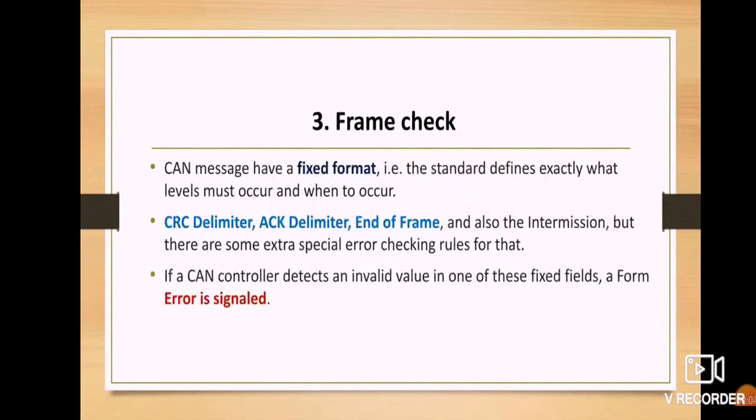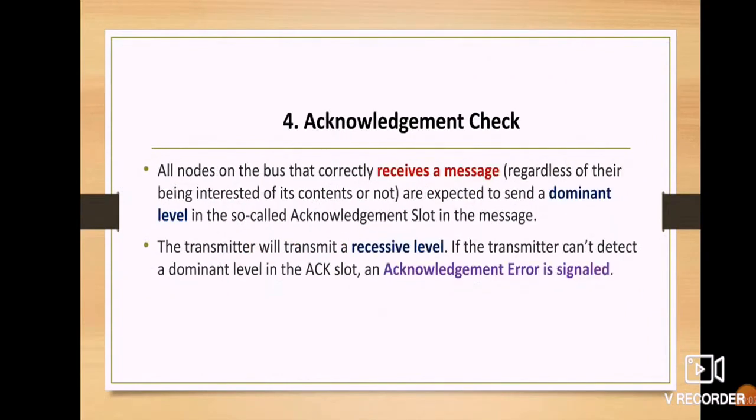Again, the acknowledgement check. So this is the acknowledgement delimiter. Say for example, all nodes on the bus that correctly receive a message, as I said, if I'm sending you 1 and you receive it successfully, regardless of its contents, will send a dominant level, so it's called the acknowledgement slot in the message. So if you receive a message, it will make it 0 or 1; it is the opposite. That is how the acknowledgement check happens.